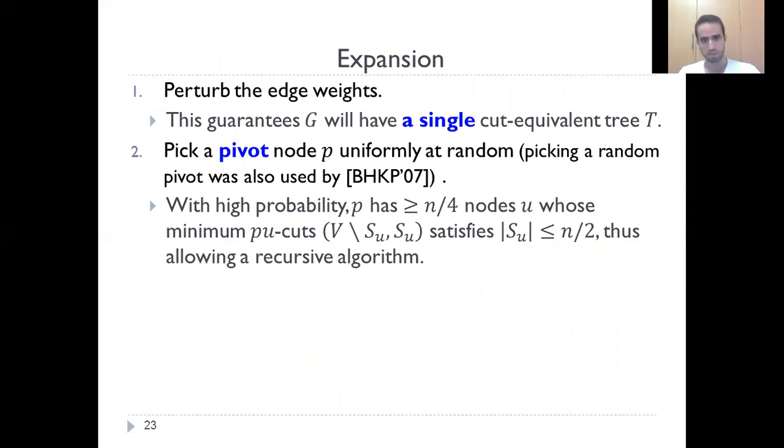So with high probability, P will have many nodes, at least n over 4, and nodes U, whose minimum PU cut satisfies that their side is smaller than the other side. So the side of U is smaller than n over 2. And this will allow us to have a recursive algorithm.